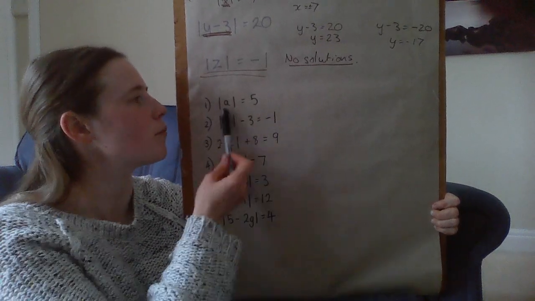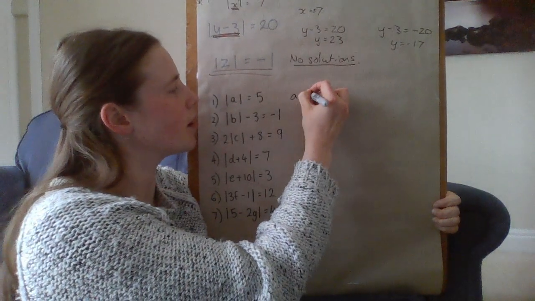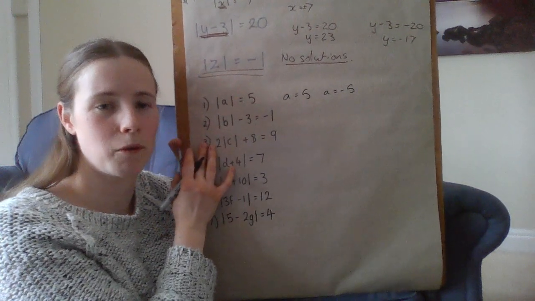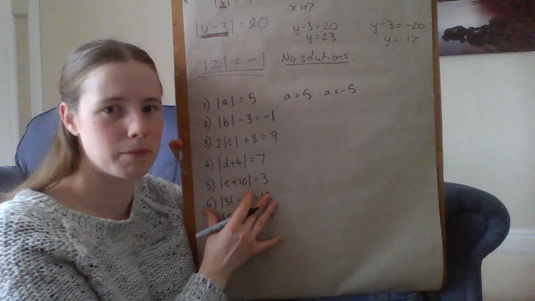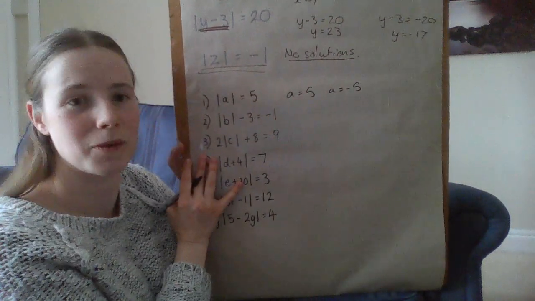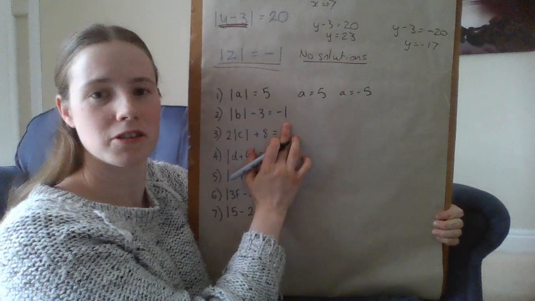Okay, so for the first one, modulus A is 5, so A could be 5 or A could be minus 5. Apologies on this, by the way. Normally I would, of course, work vertically downwards, but because of the space I've got, I might have to work across the page, which I wouldn't normally do, but I'm just doing it so you can see everything in one place. Next one, modulus of b minus 3 is -1.